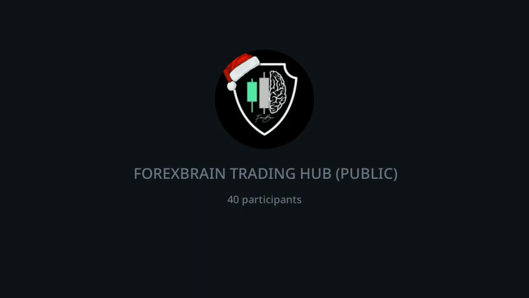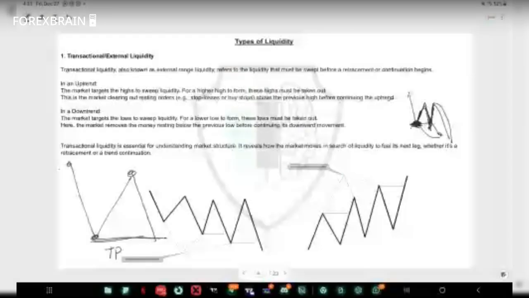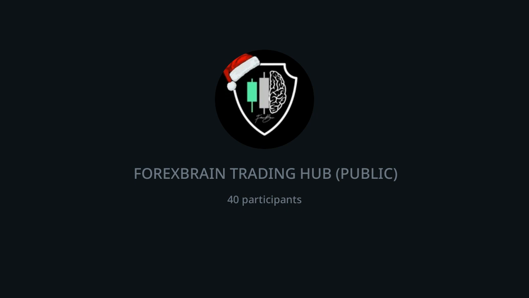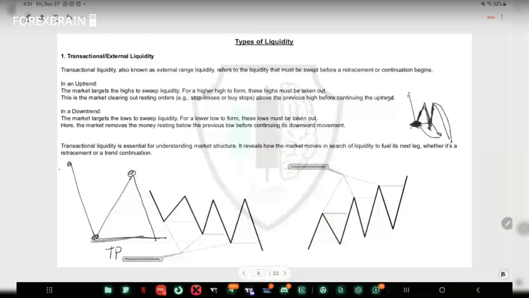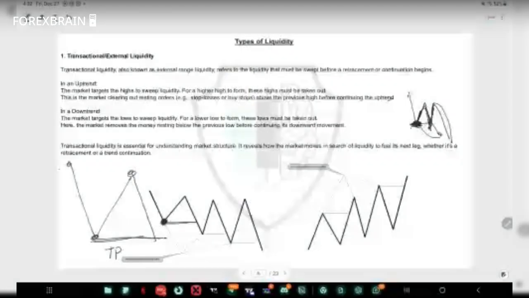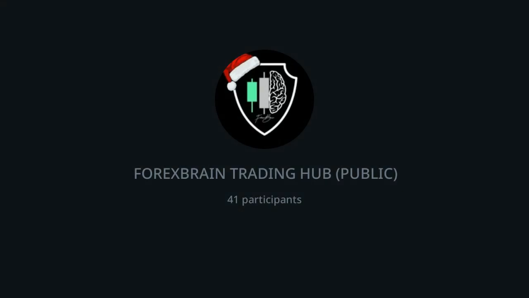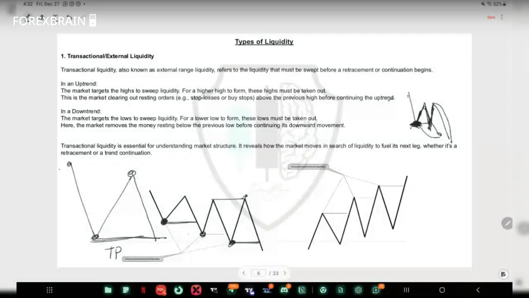So this is the chart, the pictorial representation of it. So this is our transactional liquidity in a bearish environment. You can see even when price grabbed this high, it still took this transactional liquidity. So all of these lows are transactional or external liquidity. I would even go as far as calling it a target liquidity. Do you understand? Just know that they are potential take profit targets.